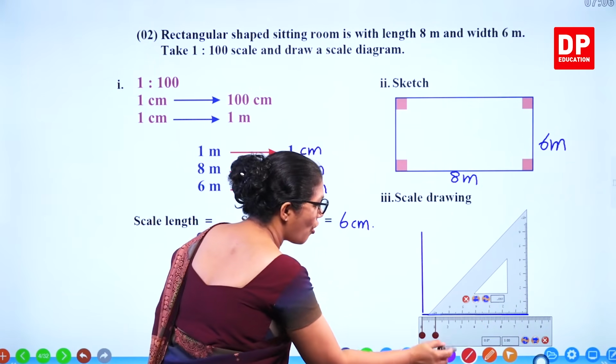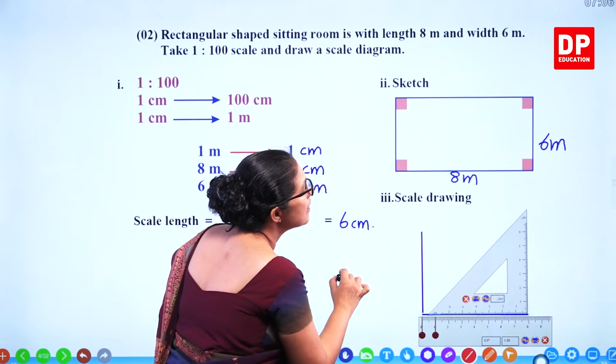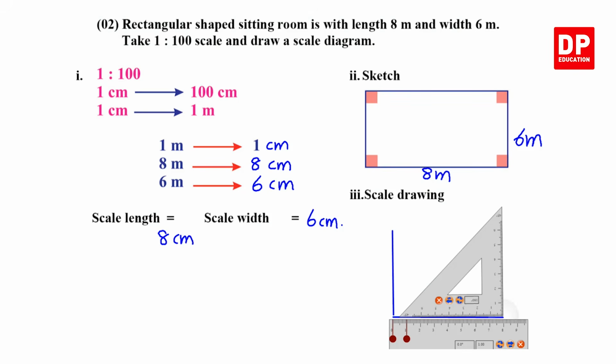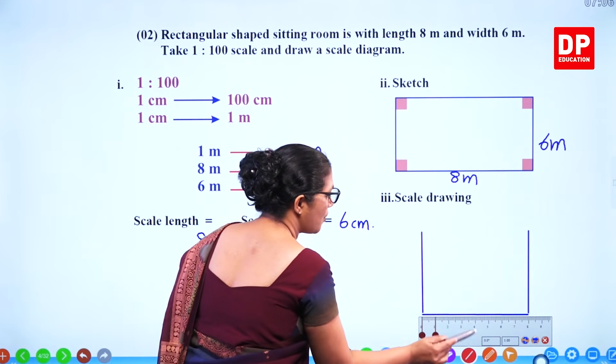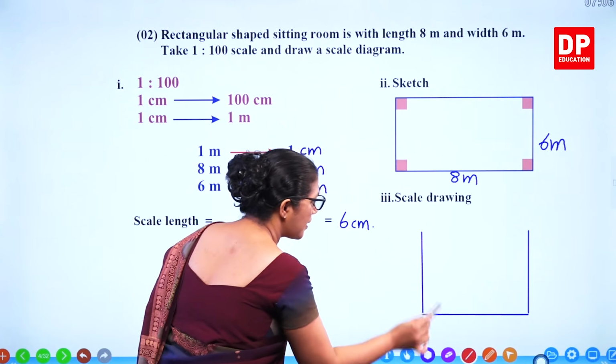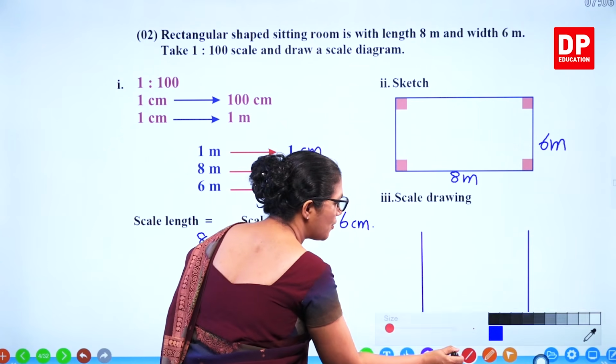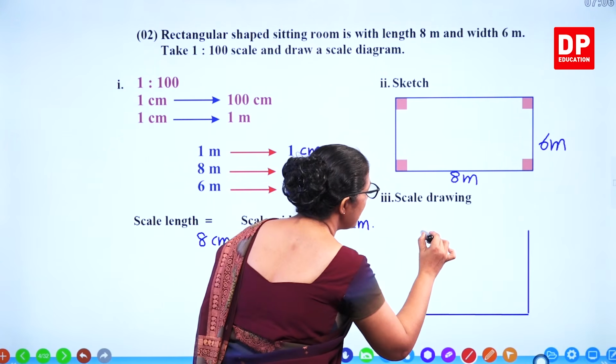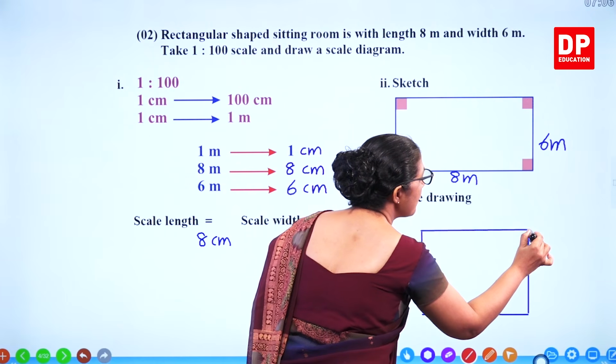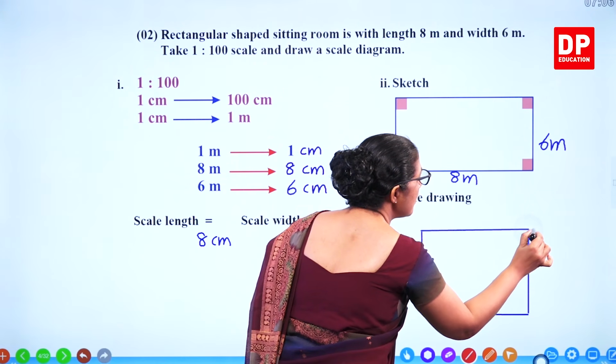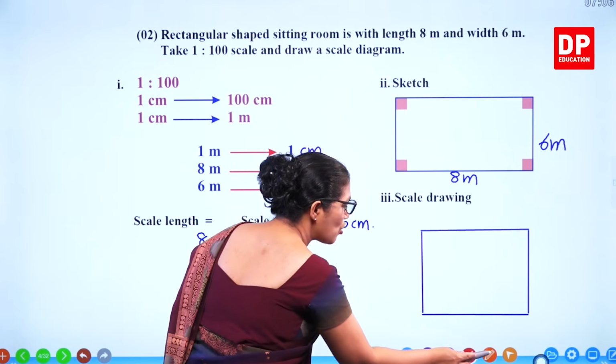And draw the 6 centimeter length from here up to here. Now you can connect these 2 points with a ruler again, here to here. You get a rectangular shape.